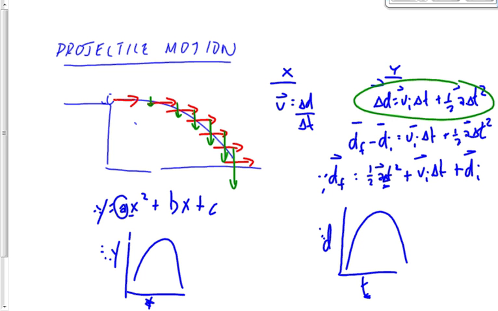Well, what do I have here? One half of negative 9.81, that's my a. Delta d is my initial, c is my initial. Okay, this is the equation for a parabola.